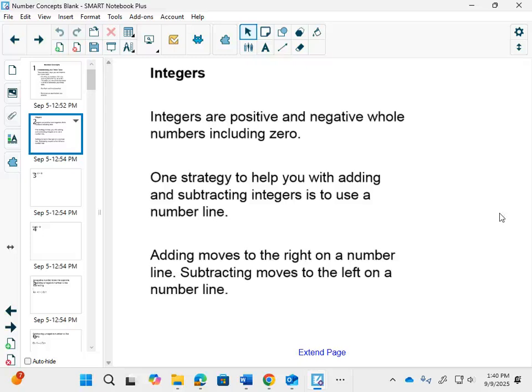It records the screen and my voice at the same time. So our first topic that we're going to be doing is integers. Can you find in your notes package where this is?